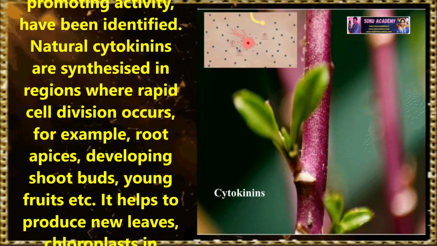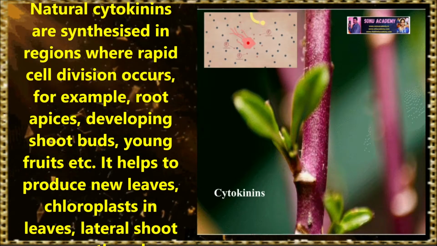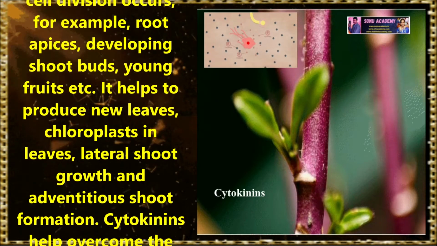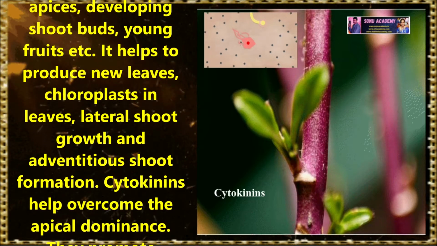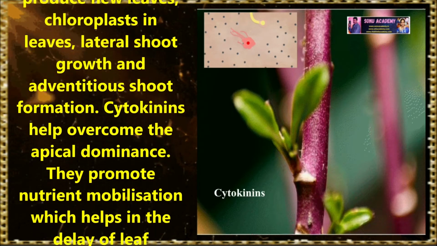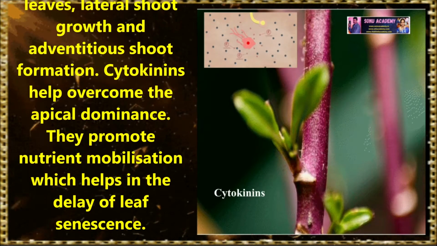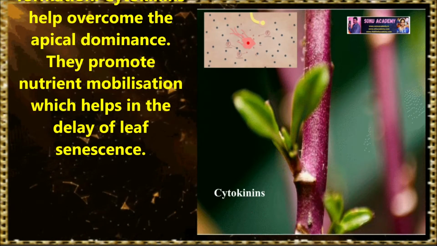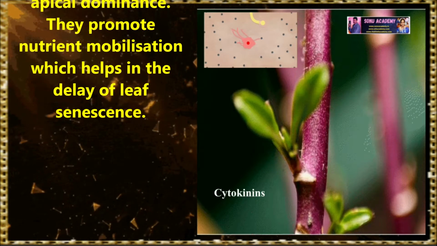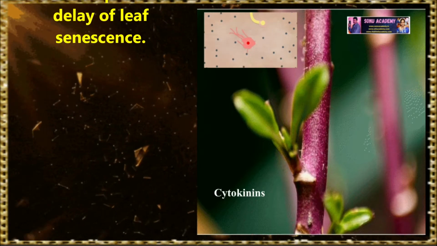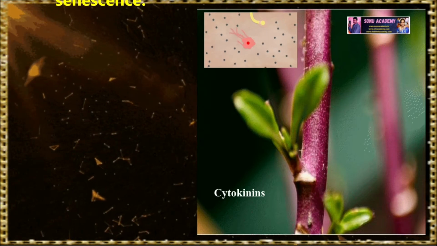Natural cytokinins are synthesized in regions where rapid cell division occurs, for example, root apex, developing shoot buds, young fruits, etc. They help to produce new leaves, chloroplasts in leaves, lateral shoot growth, and adventitious shoot formation. Cytokinins help overcome apical dominance. They promote nutrient mobilization, which helps in the delay of leaf senescence.